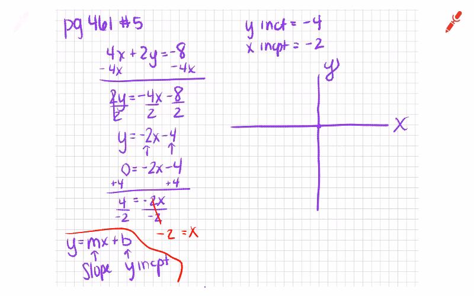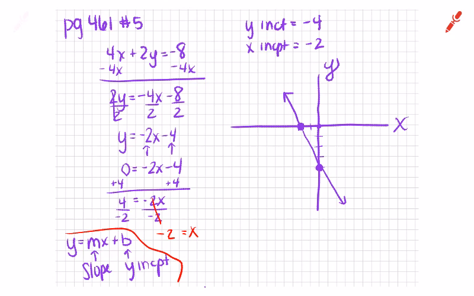Now it asks us to plot using these numbers. So the y-intercept, where it crosses the y-axis, is negative 4. Here's negative 1, negative 2, negative 3, negative 4. So I can put my first dot there. My x-intercept is negative 2. All right, so on the x-axis, negative 1, negative 2. There's my spot. All right, now we can carefully draw a line that connects these two. And there's the equation of the line for 4x plus 2y equals negative 8.